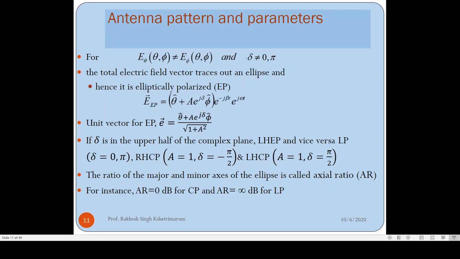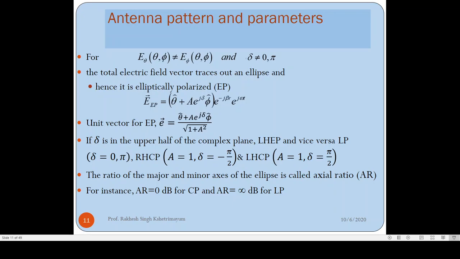So how do I decide whether it's a left hand elliptically polarized wave or right hand elliptically polarized wave? If you express your total electric field in this form, the delta would be able to tell you whether you are having a left hand elliptically polarized wave or right hand elliptically polarized wave. If delta is in the upper half plane, that means you have xyz plane, or let's say r theta phi plane, or let's say you consider theta and phi plane here.